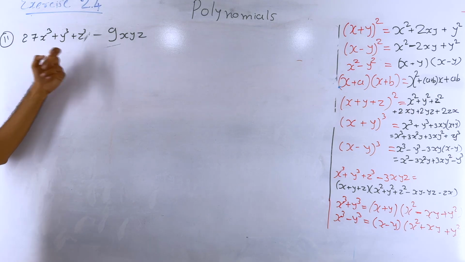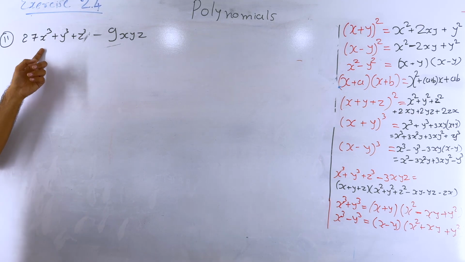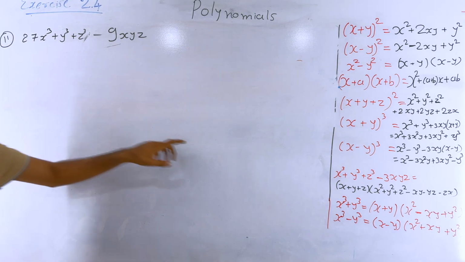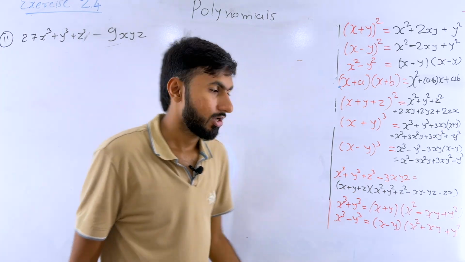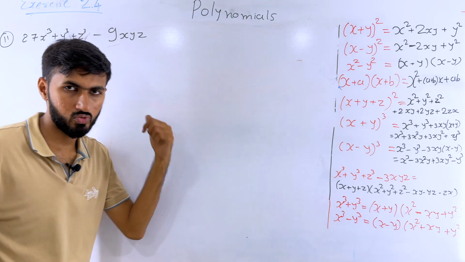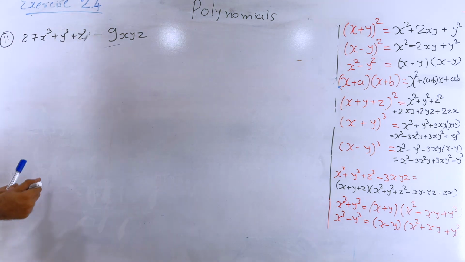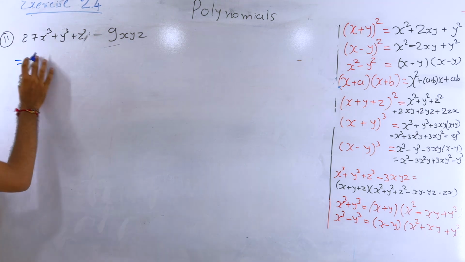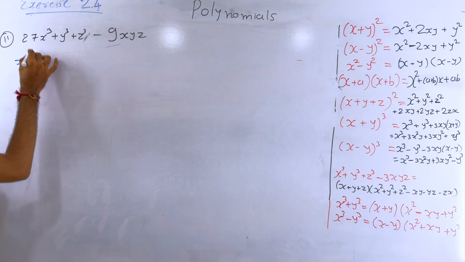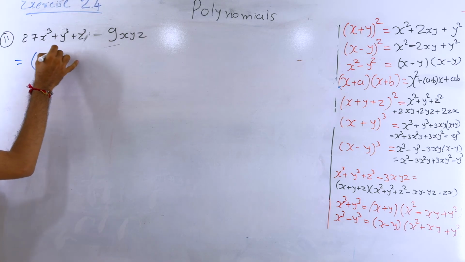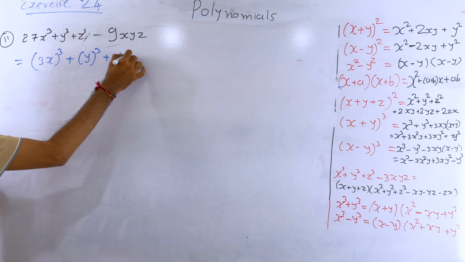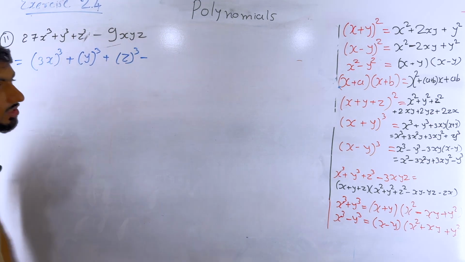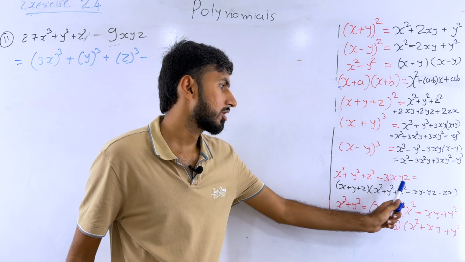We have a trinomial, and in the trinomial we have cubes. So my identity will look like this: x cube plus y cube plus z cube minus 3xyz. I have to use this identity to solve this question. Now let us convert the question into a suitable form for the identity. I can write 27x cube as (3x) cube, plus y cube as it is, plus z cube as it is, minus, this term will look like minus 3xyz.